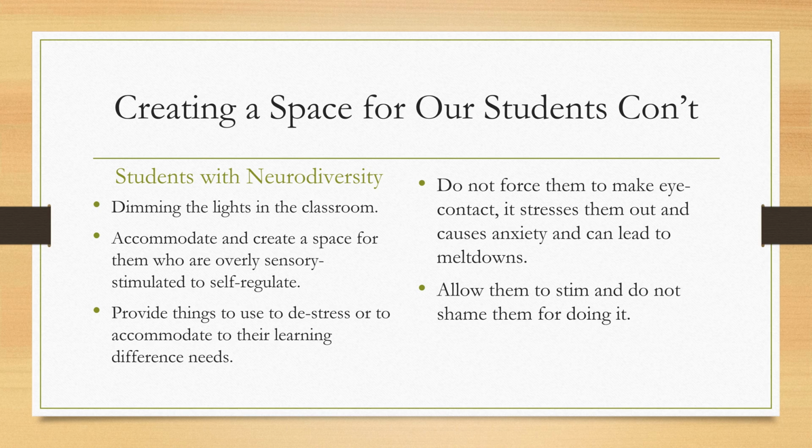Continuing creating a space for our students. So students with neurodiversity, dimming the lights in the classroom. For example, having bright lights in the classroom can be very uncomfortable and sometimes even painful for autistic individuals. Accommodate and create a space for them who are overly sensory stimulated to self-regulate. Provide things to use to distress or to accommodate to their learning difference needs.